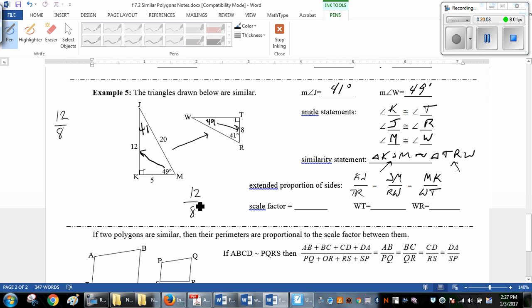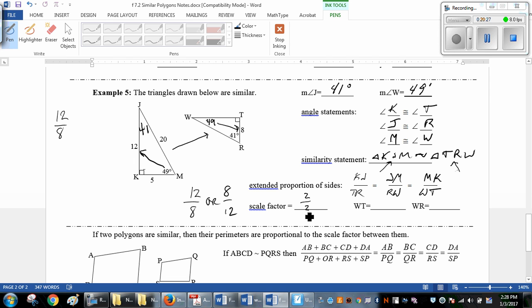Now, the scale factor, if you can see, look at the sides, it's getting smaller, so we actually don't want 12 over 8. We want the reciprocal, or 8 over 12, and I'm going to simplify that. So divide each one of those by 4, and I get 2/3. Okay. Now we can find our missing sides.